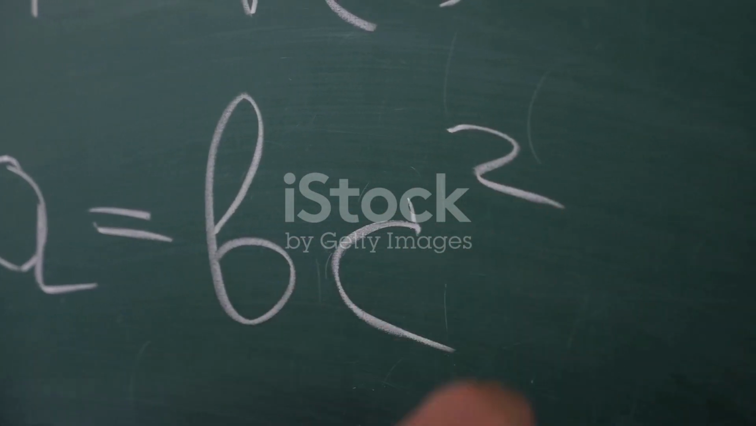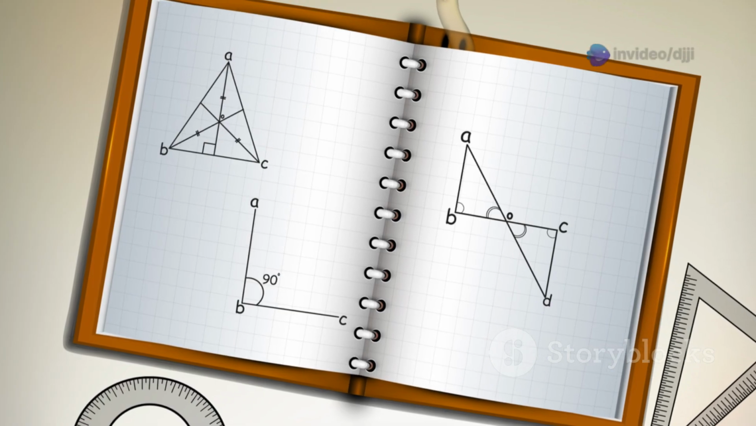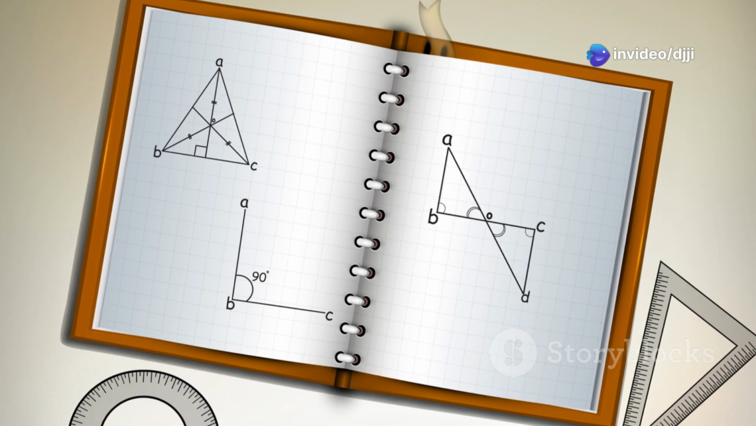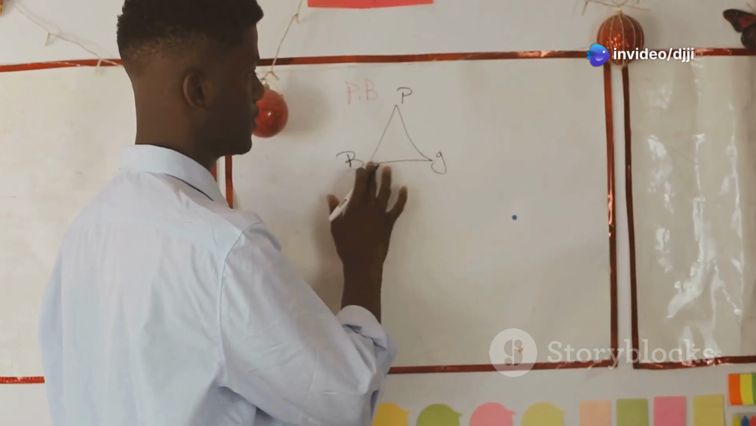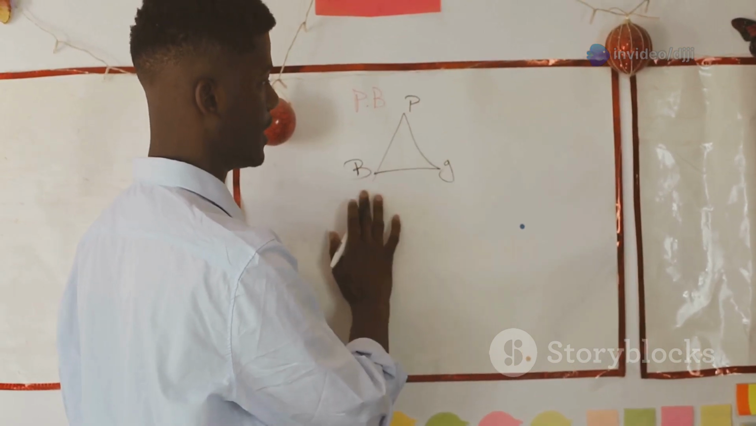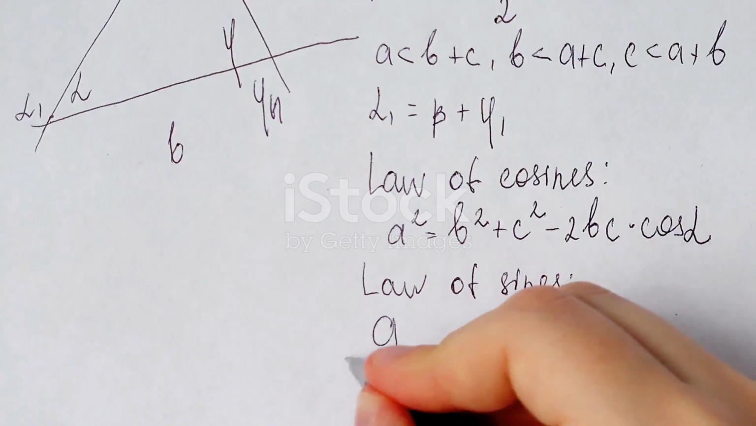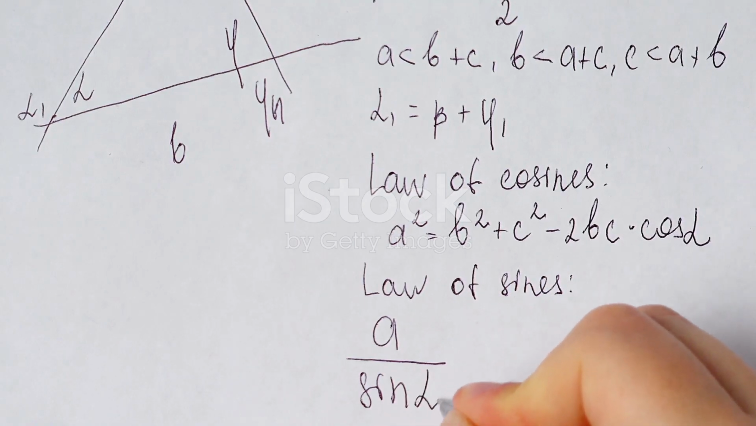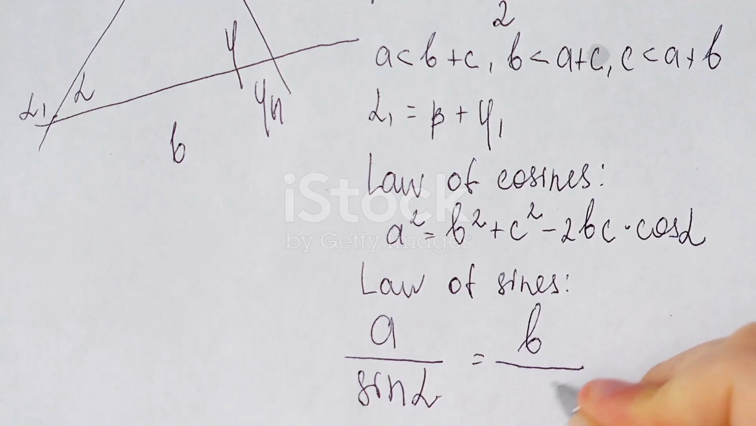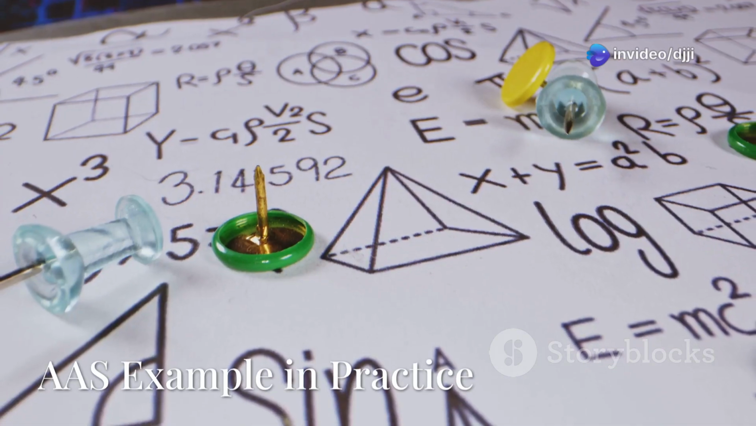Here are a few key points about AAS. First, you need two pairs of angles that have the same measure in both triangles. Second, the side you're checking isn't between the two given angles in either triangle. And finally, if all these conditions are met, the two triangles are congruent, meaning they have the same shape and size.